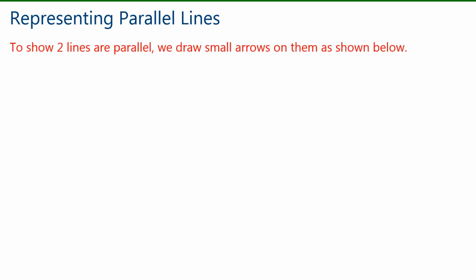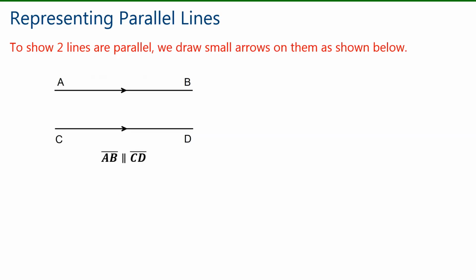Representing parallel lines. To show 2 lines are parallel, we draw small arrows on them as shown below. In this case, line AB is parallel to line CD, and we would write the following. Notice we use this symbol to indicate that 2 line segments are parallel.